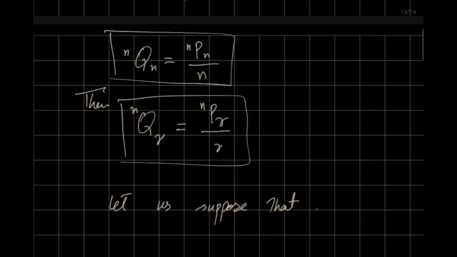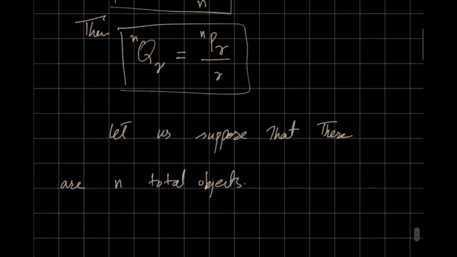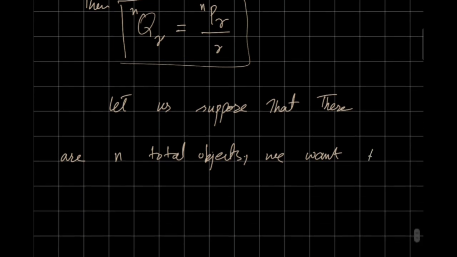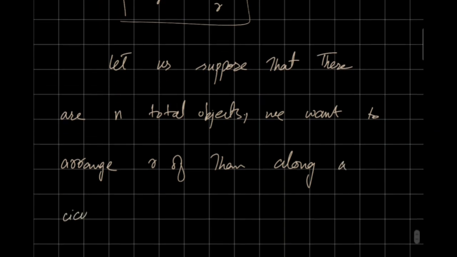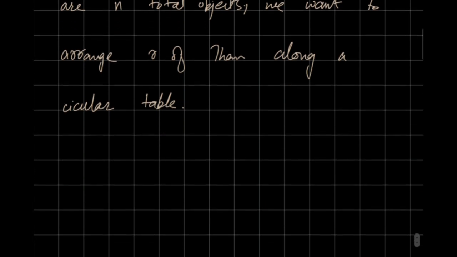Suppose that there are n total objects. We want to arrange r of them along a circular table. Okay, so look at the diagram below.